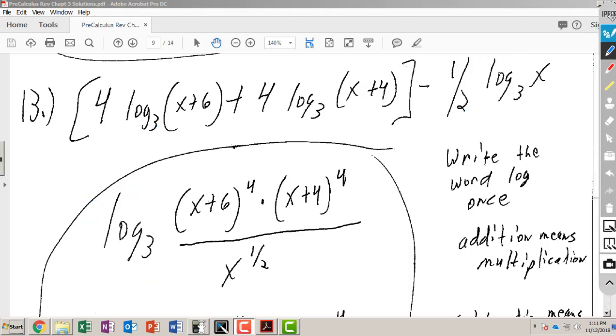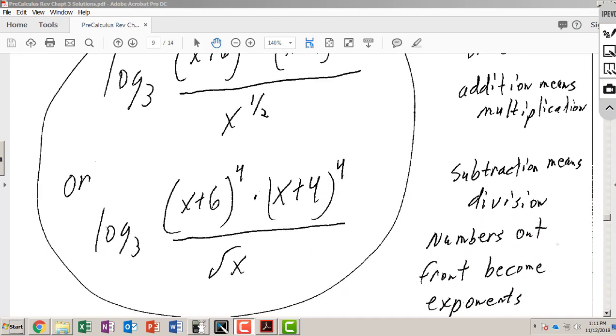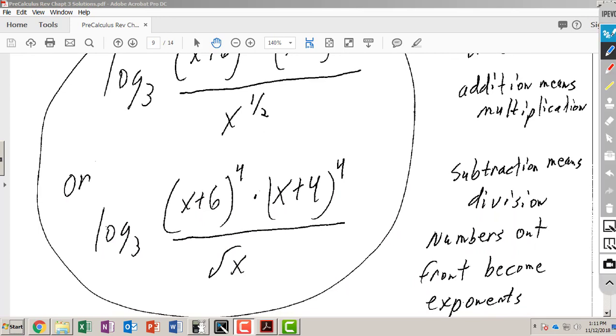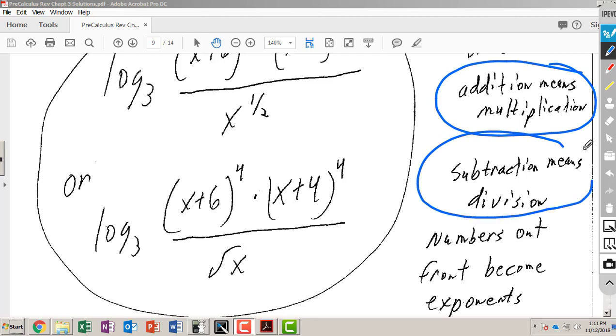On this next part, I need to remember my rules. My rules basically say the following: addition means multiplication, subtraction means division, and your numbers out front become your exponents. So remember those rules as you're working through this problem.